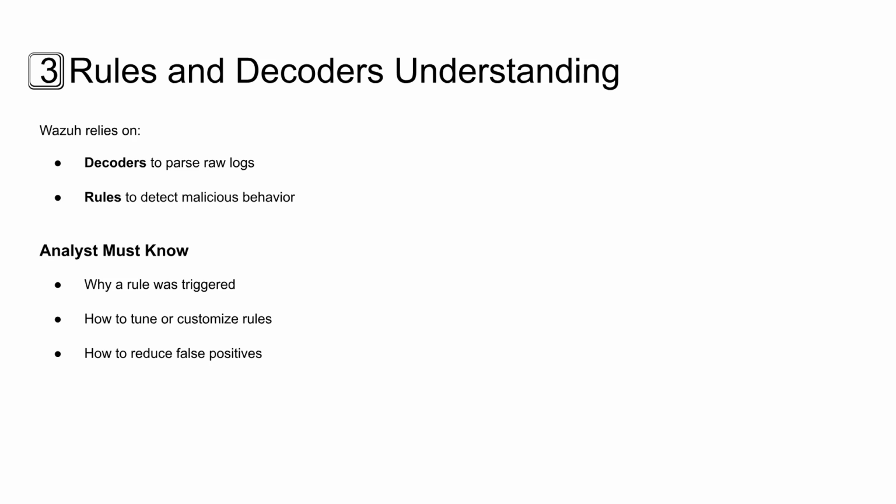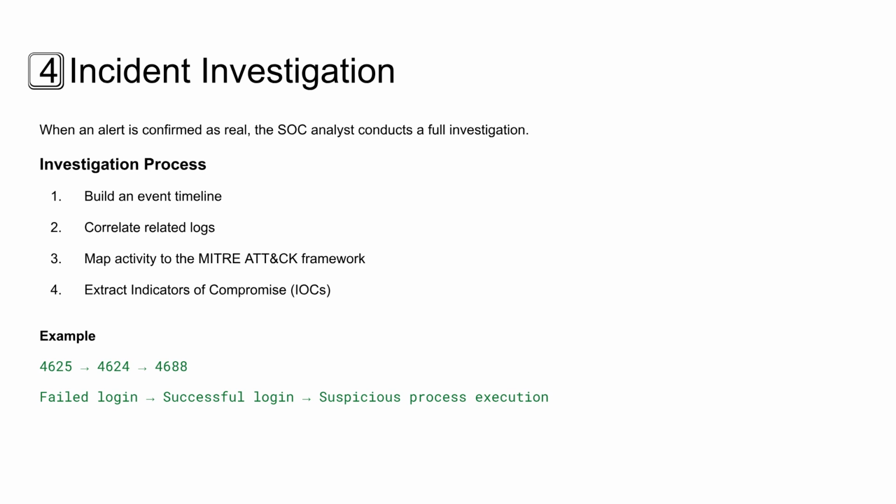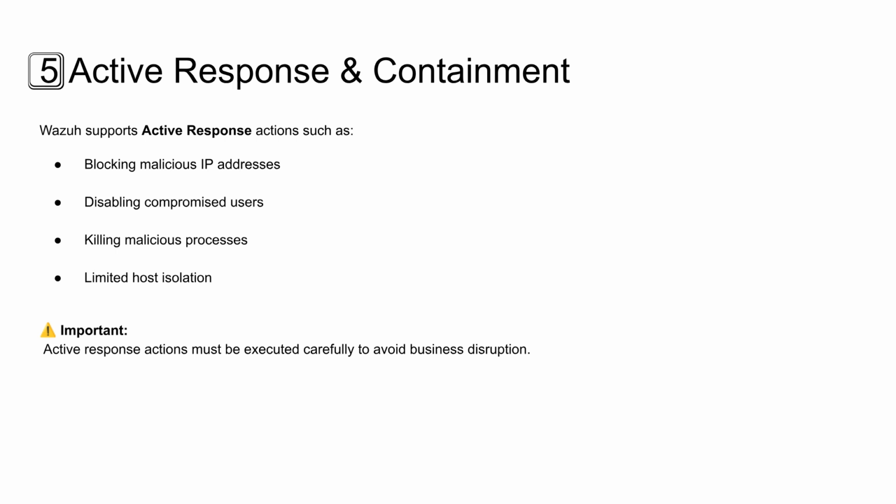Decoders parse raw logs, and rules detect malicious behavior. Analysts must know why a rule was triggered, how to customize rules, and how to reduce false positives. When an alert is confirmed, the analyst moves to incident investigation. This involves building an event timeline, correlating logs, mapping activity to the MITRE ATT&CK framework, and extracting indicators of compromise.